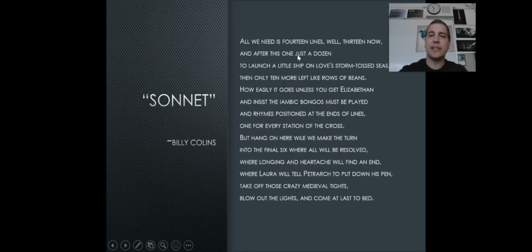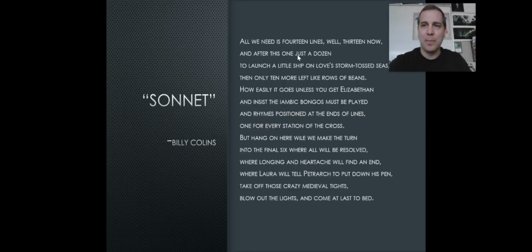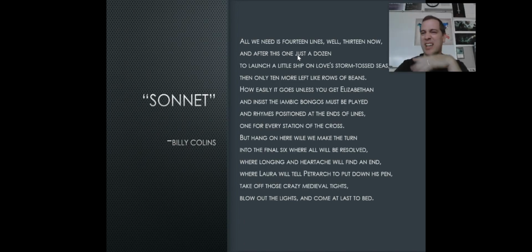And so here's an example of an ironic poem called Sonnet by Billy Collins. If you've been watching my lessons, you've seen me mention Billy Collins multiple times. And here he writes, all we need is 14 lines. Well, 13 now. And after this one, just a dozen to launch a little ship on love's storm-tossed seas.